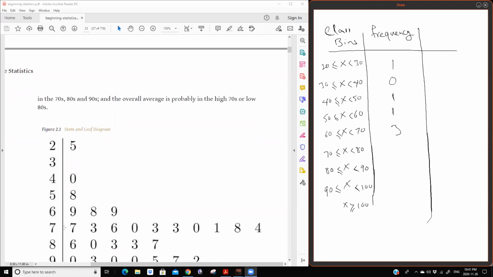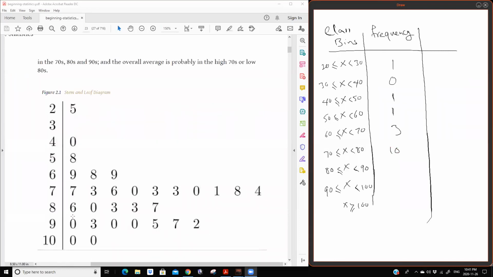Between 70 and 80, 1, 2, 3, 4, 5, 6, 7, 8, 9, 10 people. Then 1, 2, 3, 4, 5 in the next bin. 1, 2, 3, 4, 5, 6, 7 people in the next bin, and then 2 people in the last bin. So these are called frequencies, and from the frequencies you can create something called relative frequencies.